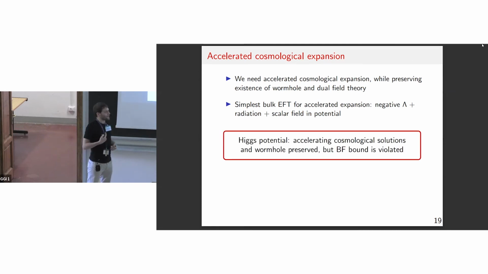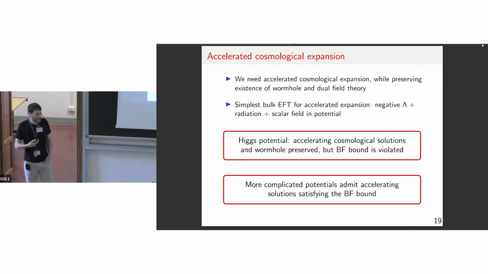Now, for the simplest choice, and the reason why this is the simplest choice, I won't go into it, but I'd be happy to talk about it after the talk, we have the Higgs potential, so just a quartic potential. And for these potentials, we can get accelerated cosmological solutions. We can get a wormhole, but the scalar field must violate the BF bound. So this means that the wormhole theory is not really well defined. It's not stable. So this seemed pretty concerning.